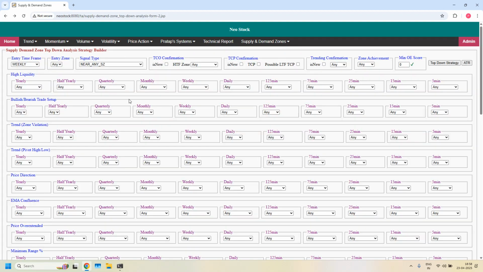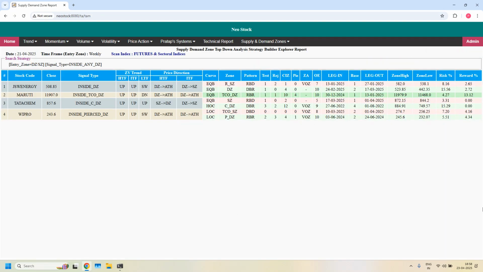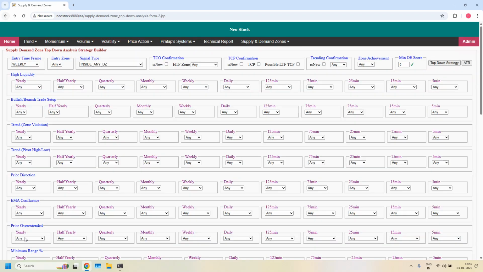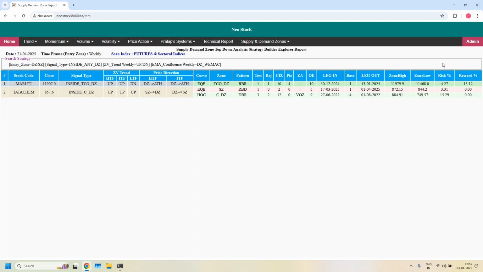Okay, next, price closed inside the weekly demand zone. We got 4 stocks. Let's filter based on EMA confluence. At a weekly time frame, weekly demand zone having weekly EMA confluence. And also trend on the weekly should not be sideways. It can be up or down. So we got 2 stocks.